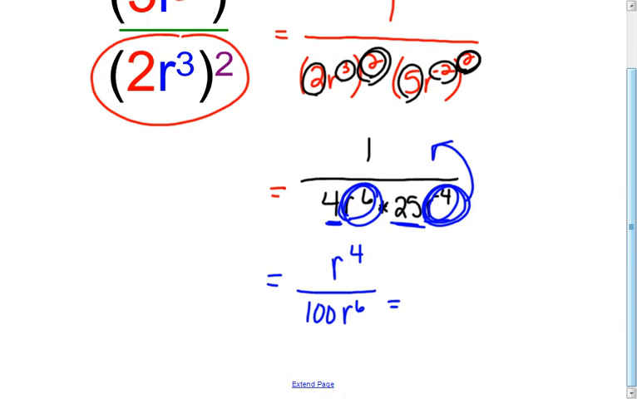And then people will go, ooh, this is like having 1, 2, 3, 4 r's, and this is 1, 2, 3, 4, 5, 6 r's. So I can cancel 4 of those with 4 of those. And then I will have on the bottom 100 r squared and a 1 on the top.